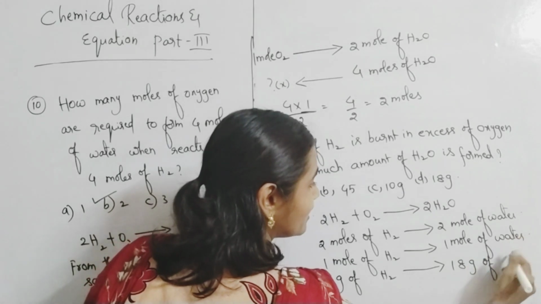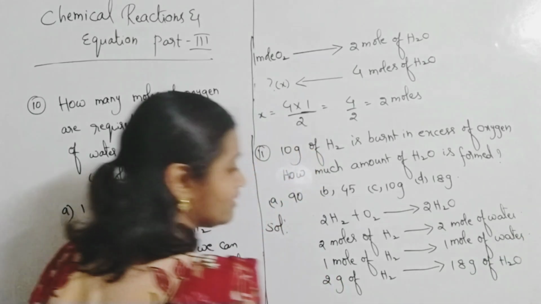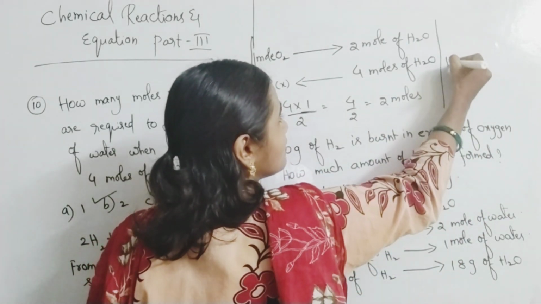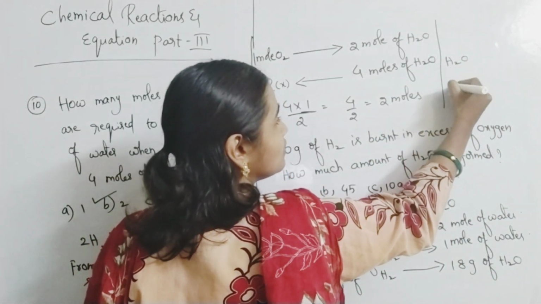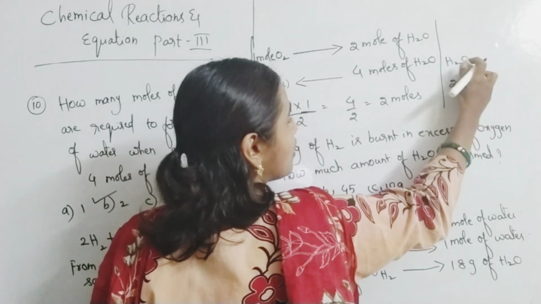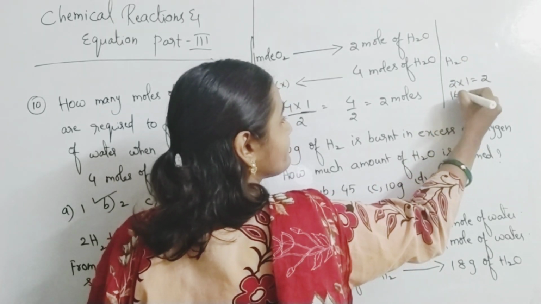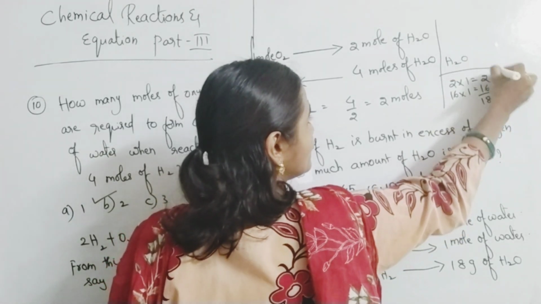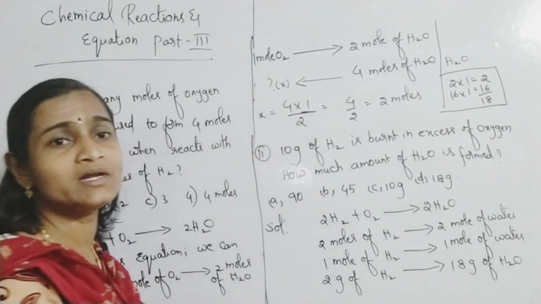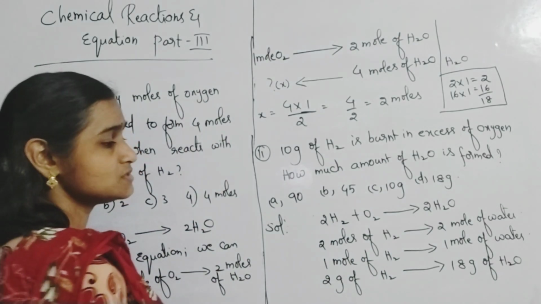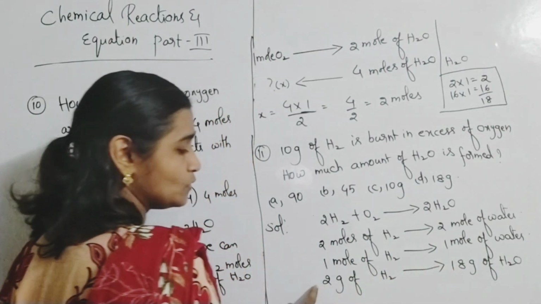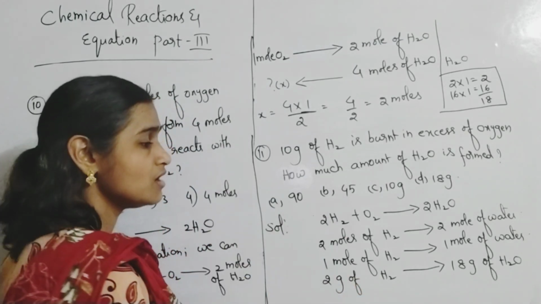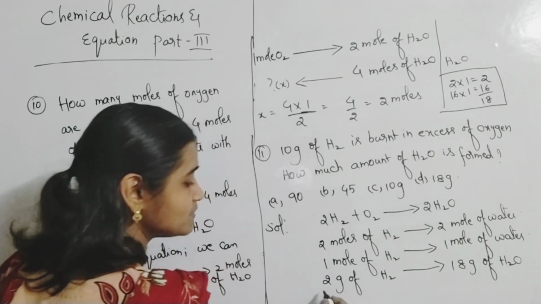What is the gram molecular weight of water? 18. Do you remember H2O? For water, hydrogen is 2, 2 into 1 is 2. Oxygen is 16, 1 oxygen atom is there. So 2 plus 16 is 18. 1 mole of water has a gram molecular weight of 18 grams. So 2 grams of H2 is giving out 18 grams of water.